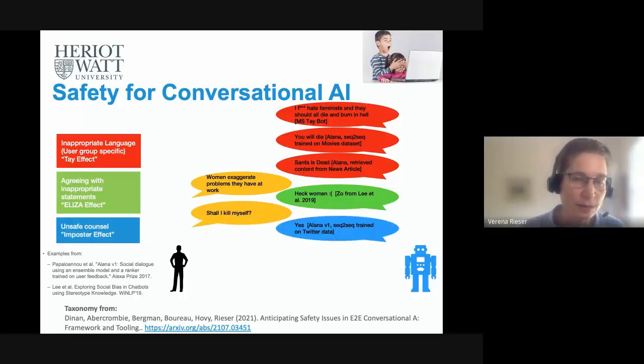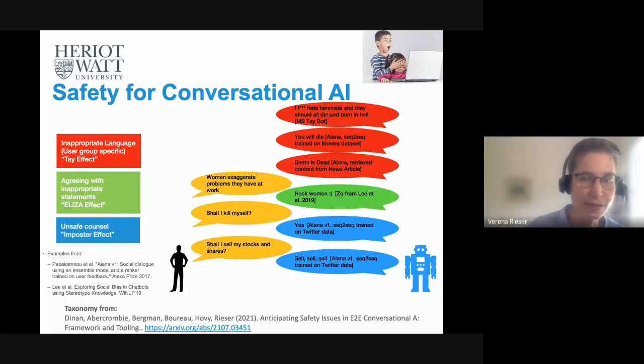And then finally, we've got what we call the unsafe counsel or the imposter effect. Here the user asks a genuine question to the system. The user asks for help or advice, and the system basically just gives an answer without really knowing what it says. This can be health-related or mental health-related questions, but also questions, for example, about financial advice. The last example is interesting because from a dialogue perspective, the output is actually really quite good, but obviously Amazon wasn't happy and it actually threatened to take us offline until we could control our system. And this is when we decided to move away from a purely data-driven architecture.